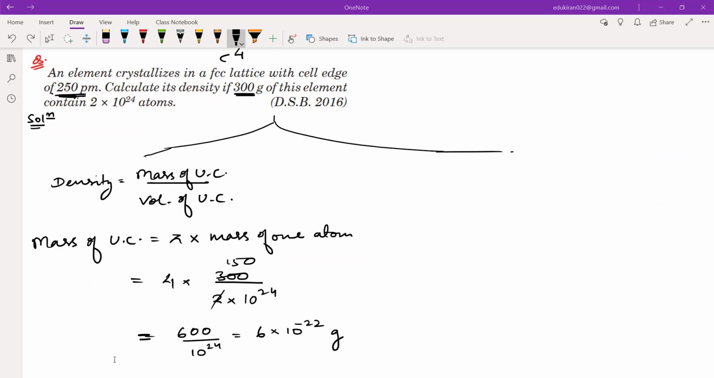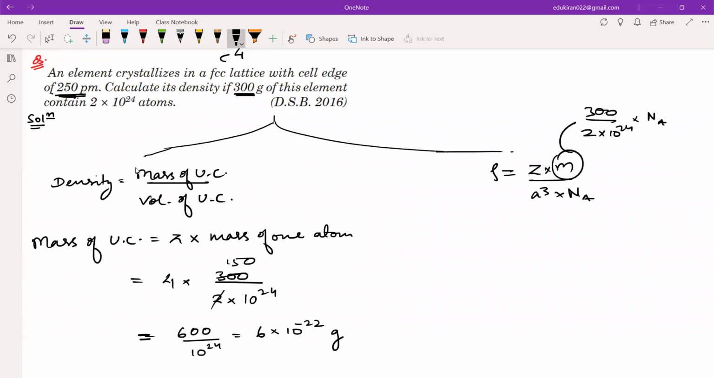You guys understood, right? Yes, sir. Sir, like you're doing the question again from the start? I'm just showing you guys that there are two ways. So this is the density, mass of unit cell divided by volume of unit cell, you can do, or you can do density is equal to Z into M upon A cube into Na. But for this you have to calculate the M, which will be equal to 300 divided by 2 into 10 to the power 24 into the Na.